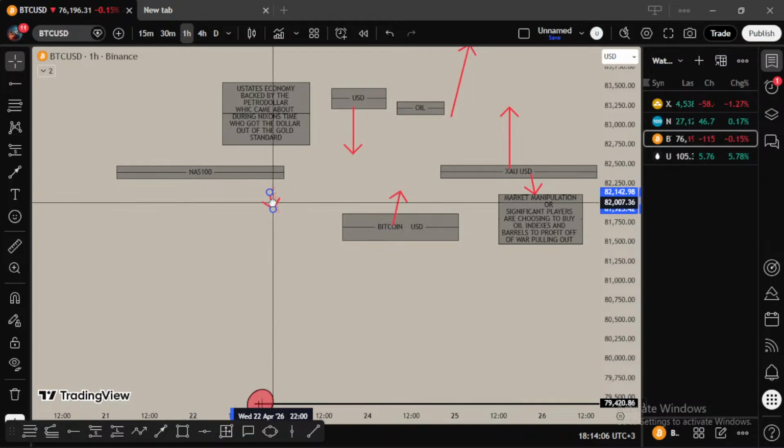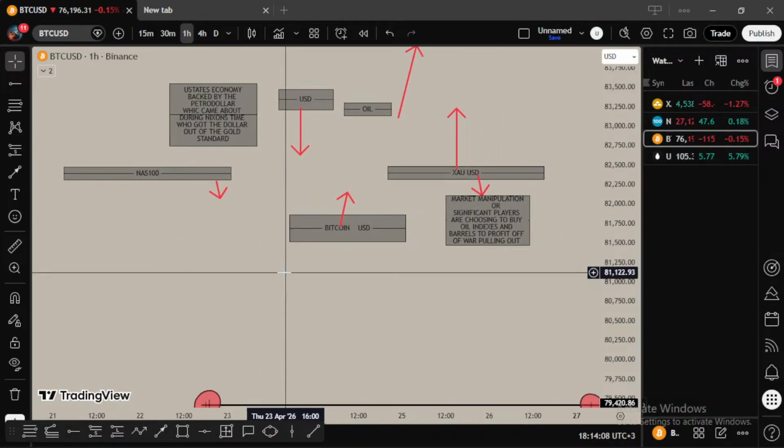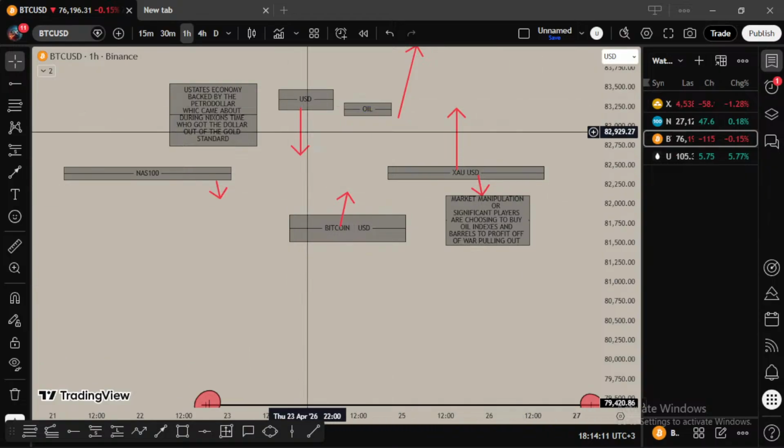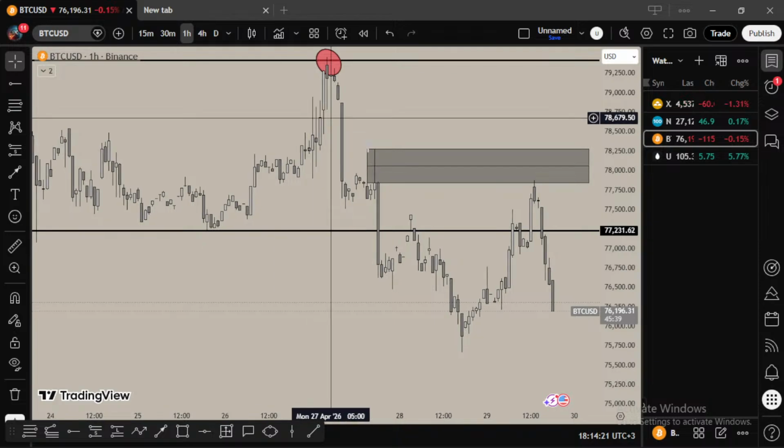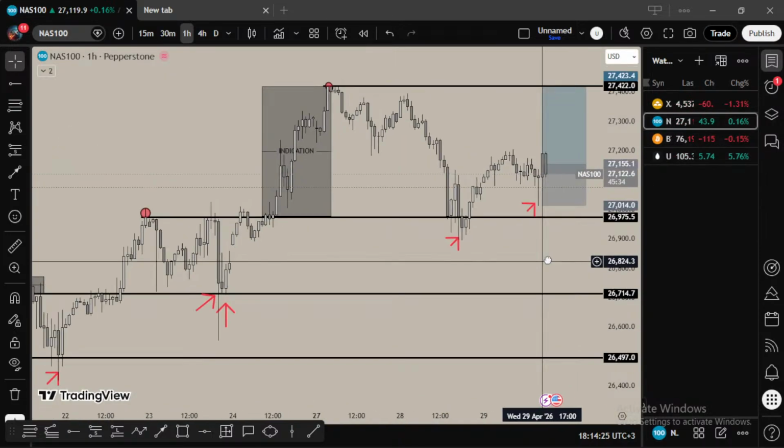is the US stock market. If USD is going down, gold needs to go up. The price of everything needs to go up apart from the stock market. This is pure market manipulation. So as you can clearly see, what is happening in Bitcoin going down, what is happening in Nasdaq.